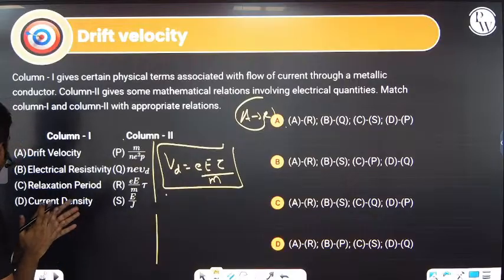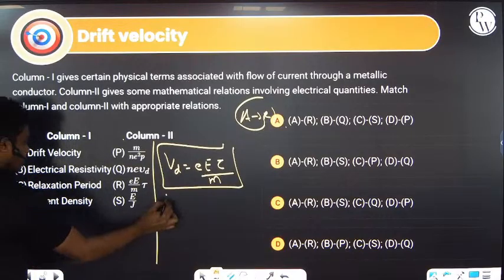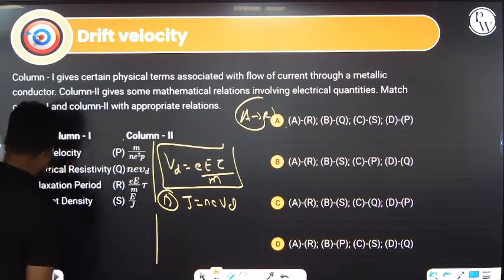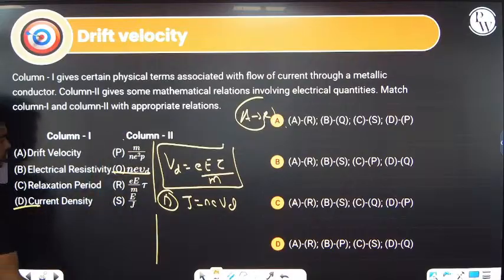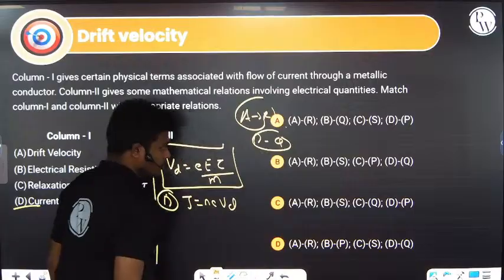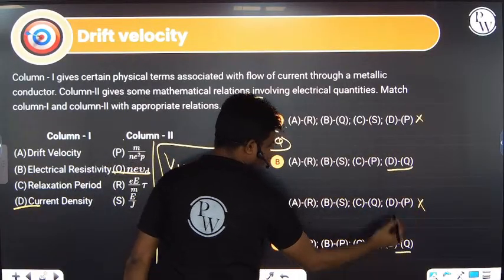Okay, fine. Let's talk about the current density. What is current density J? J is nEVD. So D is having Q. Let's check how many have D as Q. So this one is eliminated now, and this one is also eliminated because D is having Q. This one is having Q.